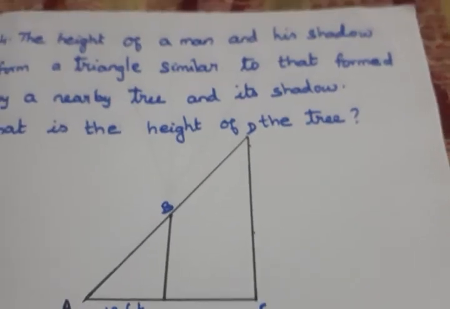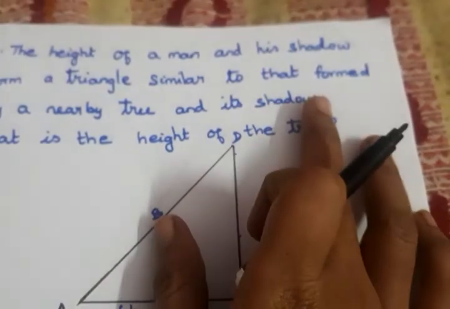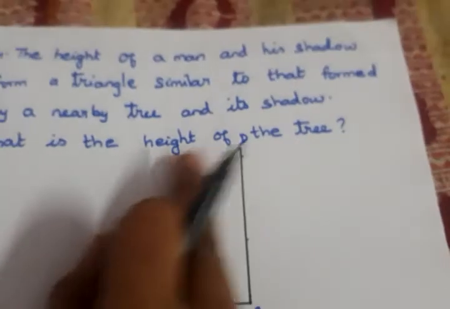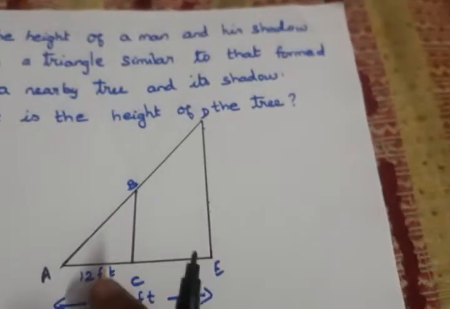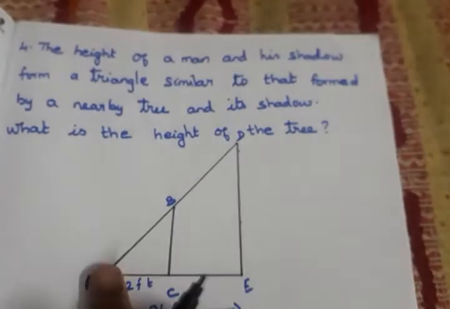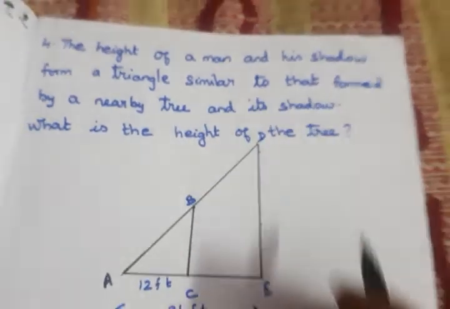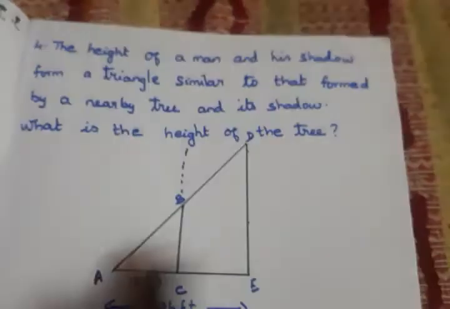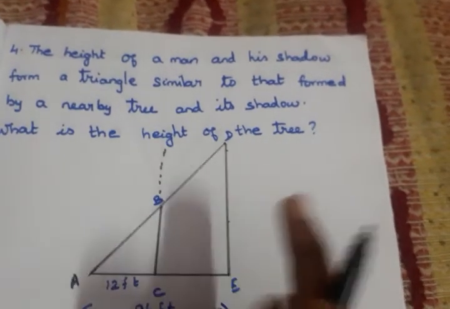Fourth sum. The height of a man and his shadow form a triangle similar to that formed by a nearby tree and its shadow. What is the height of the tree? Same method pattern. So it is a similar triangle. This triangle and this side is also a similar triangle. So extend the line. Similar triangle is a proportional triangle.